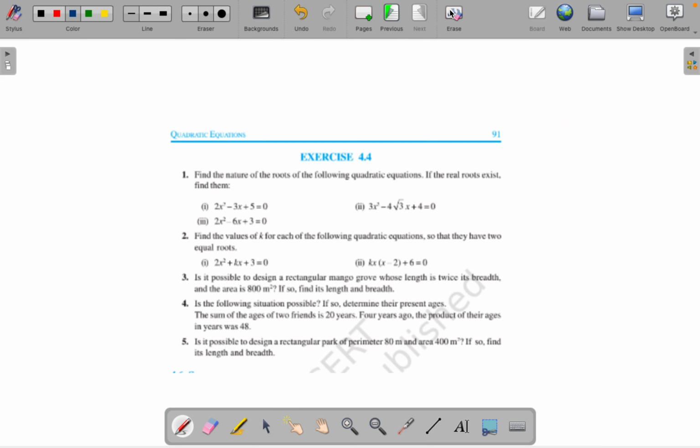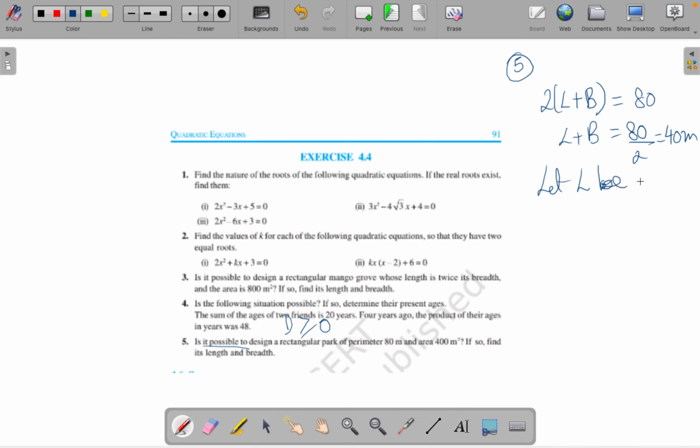The last question of the exercise of the chapter basically. Is it possible to design, again, is it possible means D should be greater than equal to 0, that you have to check. The perimeter of the rectangular park. So rectangle hai. So can I say twice of rectangle ka perimeter, twice of length plus breadth. This is the formula which you have studied. So length plus breadth is equal to 80 by 2, which is 40 meters. Again, we have not been given anything. So let length be x meters. So it is understood breadth will be 40 minus x meters, children.